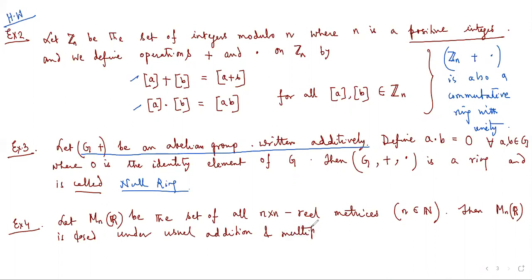Because if you consider two matrices, and if you add them or multiply them, the result is also a matrix. And we know how these addition and multiplication operations on matrices are defined. Then you can easily show that this particular set of all n cross n matrices with the operation plus and dot becomes a ring. Simply a ring. It will not be a commutative ring because multiplication of two matrices is not commutative.